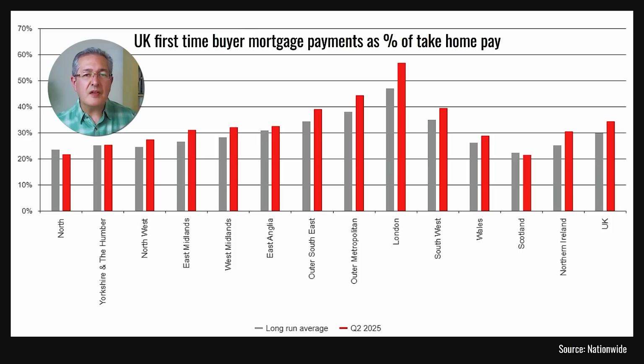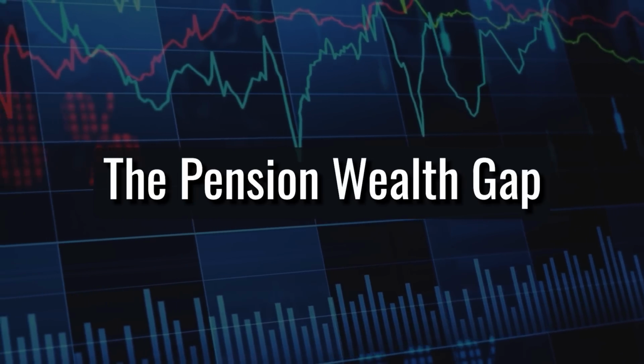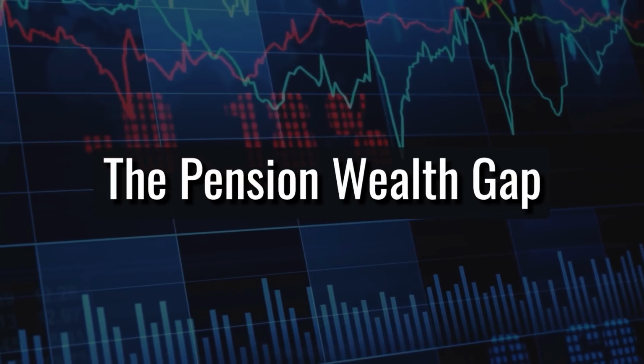Now, it's always nice to think that you can address these wealth gap imbalances, but I think in the case of young people, it's going to be very difficult to address this wealth gap when it comes to property. Now let's consider the pension wealth gap, because that's also a big component of UK wealth.